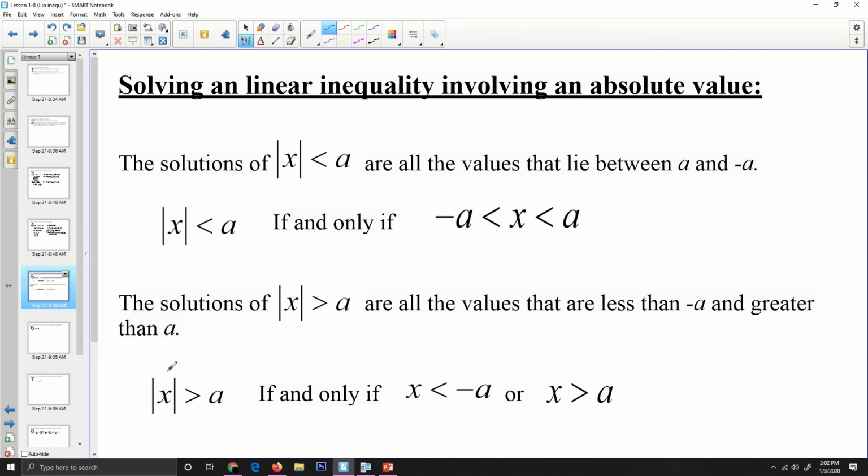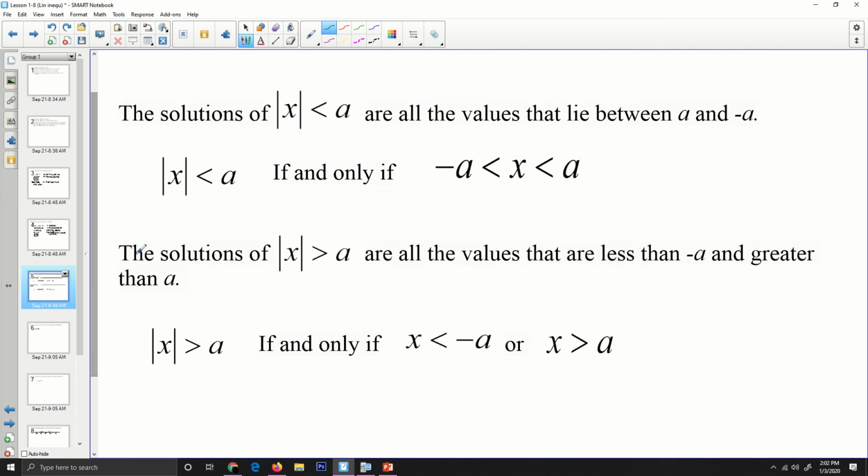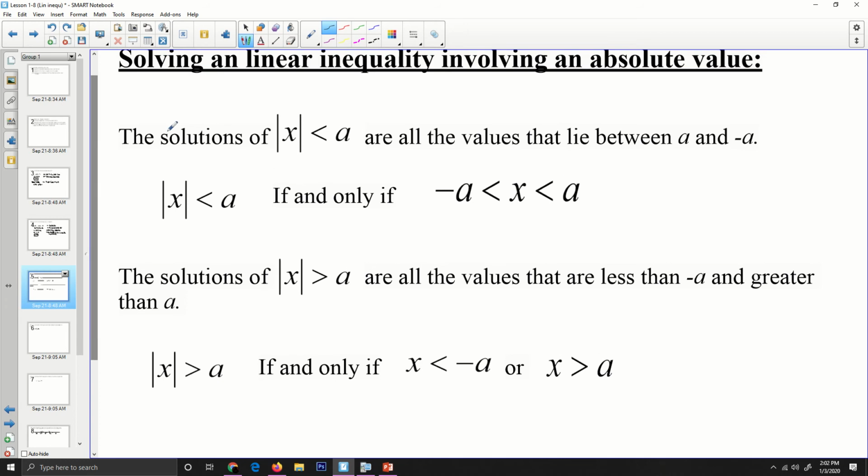Okay. Solving a linear inequality involving an absolute value, there are two basic forms. And so what this says is the solution of the absolute value of x is less than a, all the values between a and negative a. And so what that tells me is that the distance between this expression and 0 is less than a units. Similarly, the solutions of the absolute value of x is greater than a are all the values that are less than negative a and greater than positive a.